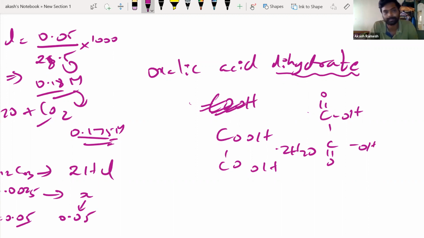Now I think we can do the problem. It is exactly similar to the previous problem, a little different, but again the one main difference is you have to find the volume and not the molarity.